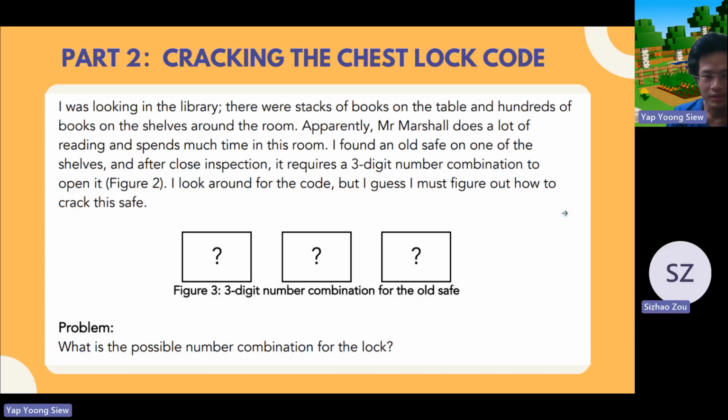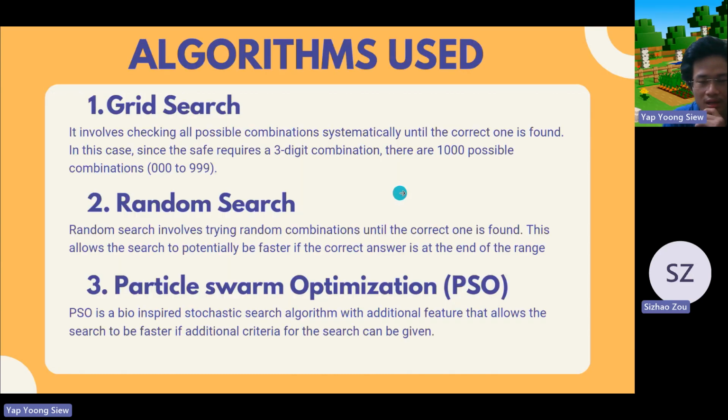So now let's look at part 2, cracking the chess code. So for this problem, we have to find a combination that will unlock the chess lock. So in this algorithm, we propose 3 solutions. The first one is a grid search, or more commonly known as a linear search algorithm. So it involves checking all the possible combinations systematically until the correct one is found.